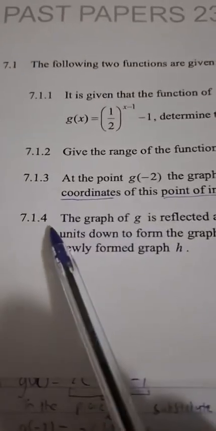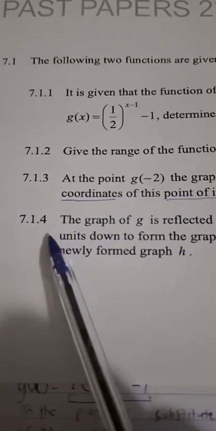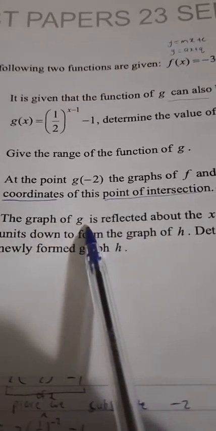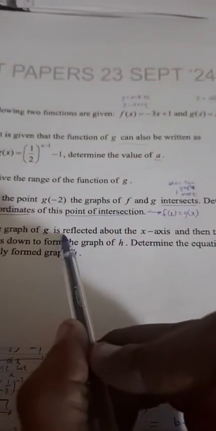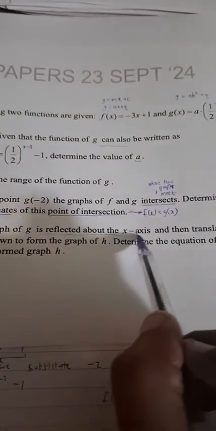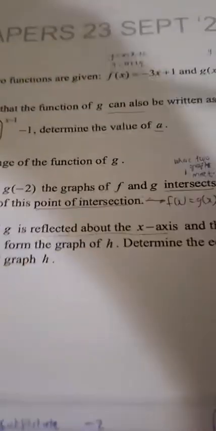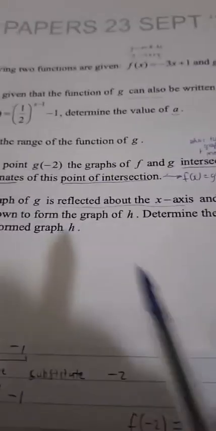Okay, let's look at this last question. For this particular question, the graph of g is reflected about the x-axis. Now, very key word here: reflection. What in the world? Reflection.